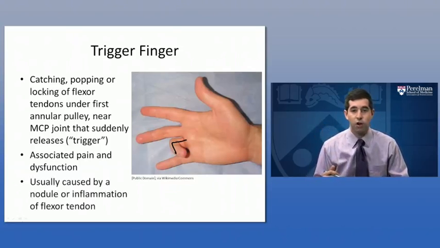Usually, as I said, this is caused by a nodule or some inflammation of the flexor tendon. This means that essentially we're trying to force something that's too large through that annular pulley. It gets caught, and then again, when it spontaneously releases, we get that trigger effect.